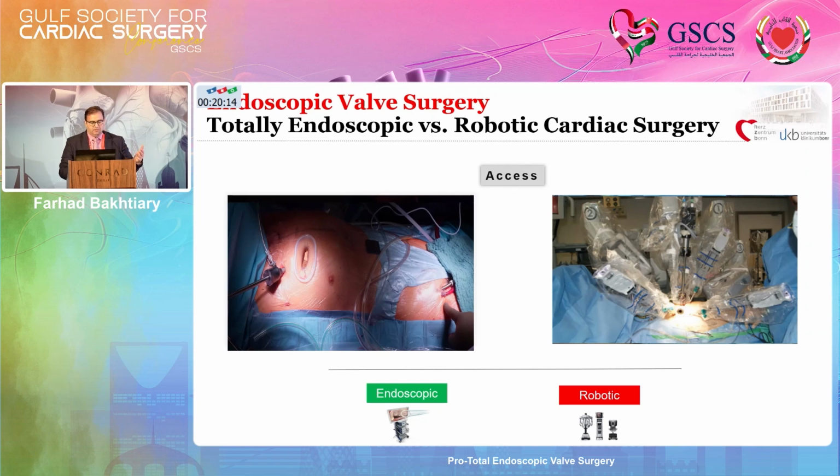Again, if you have your endoscope, on the left side is your total endoscopic approach. You see the percutaneous cannulation in the groin vessels. You see the mini thoracotomy for double valve replacement. And on the right side, you see the aortic valve replacement with a setup in a high volume center. So it is very, very complex.